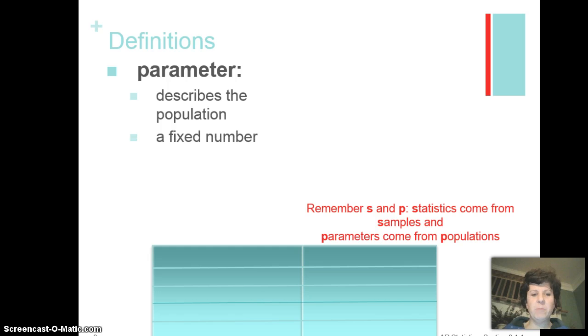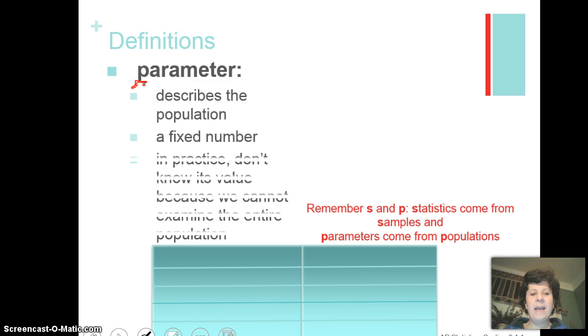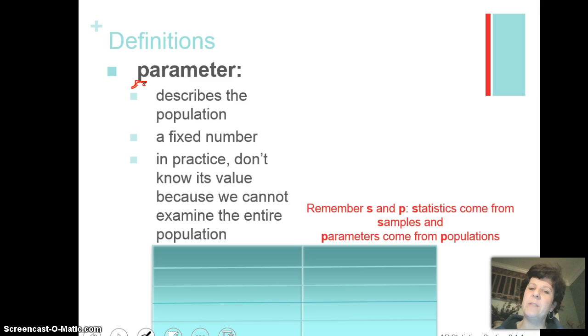So remember the difference between a parameter and a statistic. Very important. A parameter describes a population. Remember, we can put parameter and population. Those two words start with P, so that'll help you remember it. And usually parameters are denoted with a Greek letter. Think about the parameters we already use and have been using: mu for mean, sigma for standard deviation. We're talking about the whole population.